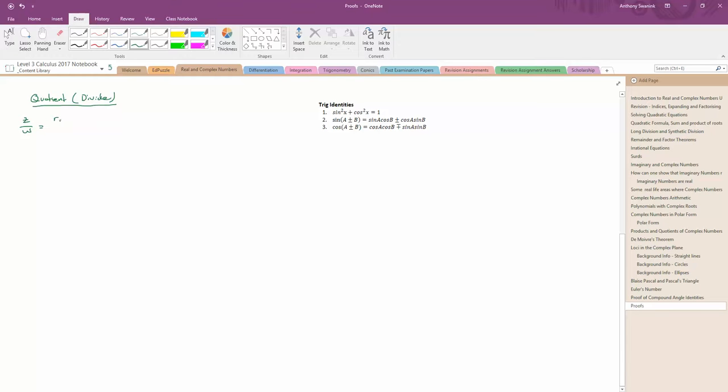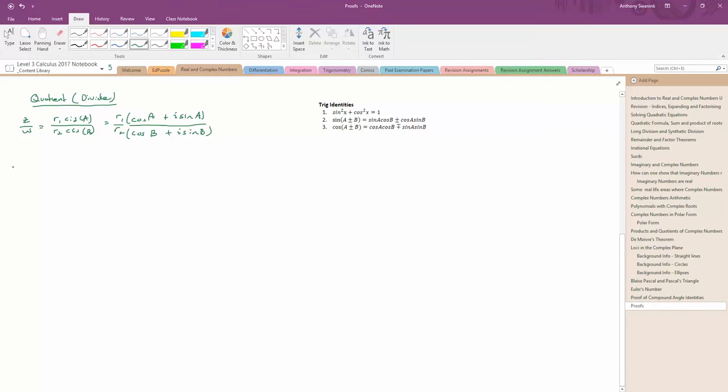Z was R1 cis A over R2 cis B. Let's write that in expanded form. Cosine A plus I times the sine of A, and this is cosine B plus I times the sine of B.